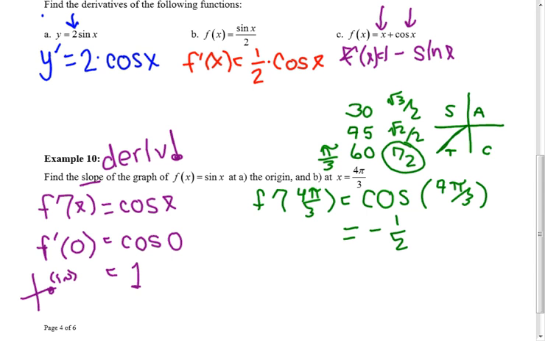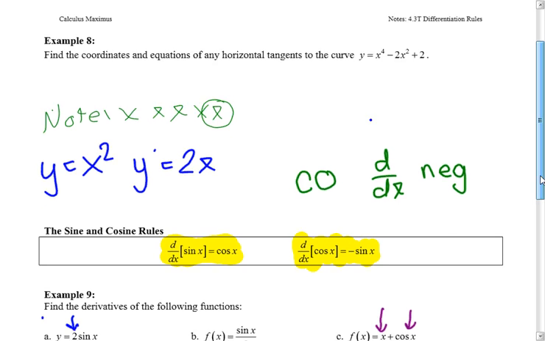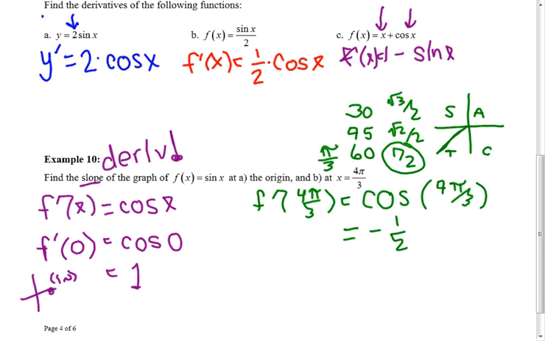Now if we were going to do a bonus problem with these two examples here, I might ask you to find the equation of the tangent line. Alright, if I was going to do that, the only thing you need for an equation is a slope, which we already have right there, and a point.